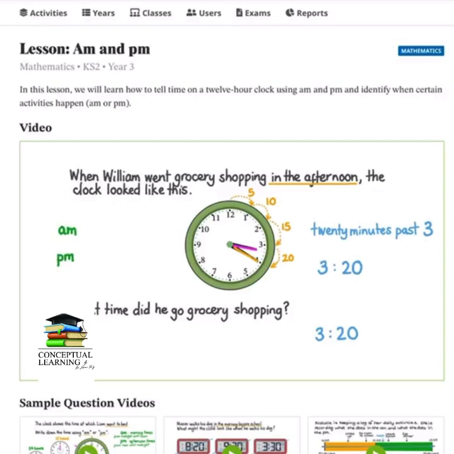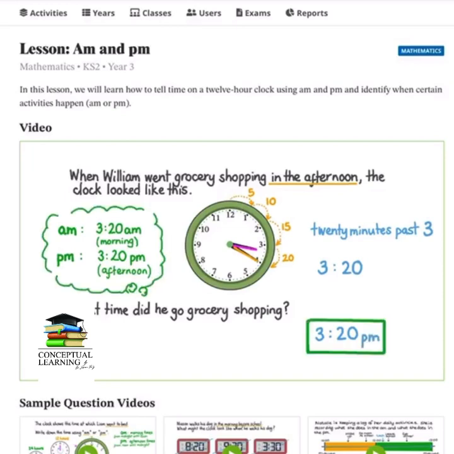Well, we can use the letters AM and PM to help. We use the letters AM to describe times between midnight and midday. So 3:20 AM would be 3:20 in the morning. Not long after midnight, really. And the letters PM are used to describe times from midday through to midnight. So 3:20 PM would be 3:20 in the afternoon. Can you spot how to answer the question now? To show that William went grocery shopping in the afternoon and not the morning, we need to include the letters PM. The time that he went grocery shopping is 3:20 PM.